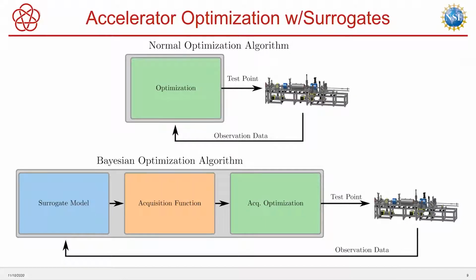Bayesian optimization contains three different parts. It contains a Bayesian surrogate model, an acquisition function, and an optimizer that optimizes the acquisition function. In this case, these three parts come together to generate a test point, which we will observe in our physical machine. So I'll quickly go over the different parts of the Bayesian optimization algorithm here.